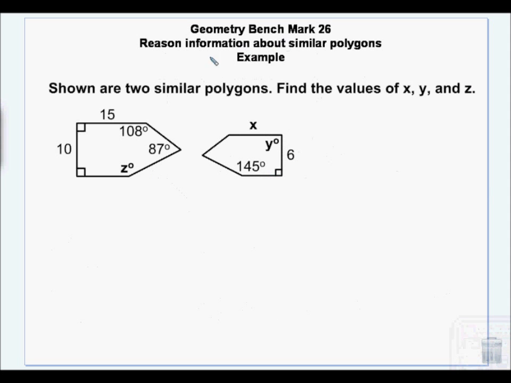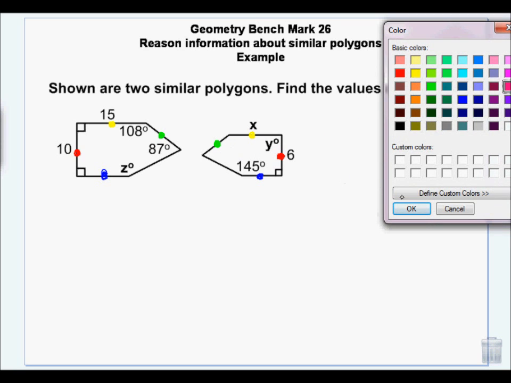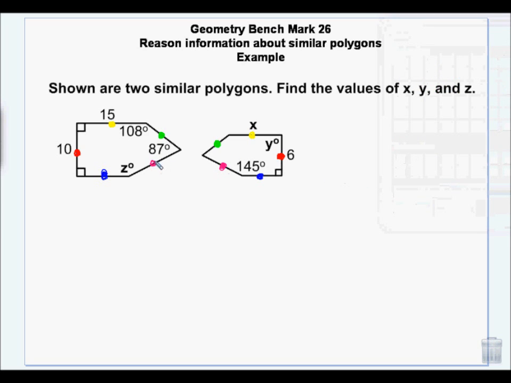Okay, so here we have 2 similar polygons. We want to find the values of x, y, and z. So what we first need to do is look at these and figure out which angles are congruent and which sides are corresponding. Obviously this flat side here corresponds to this flat side there, right? And then that means this short part here corresponds to this short part here. Now these aren't congruent, they're just corresponding. This corresponds to this, this one corresponds to this one. And finally, this side corresponds to this side.